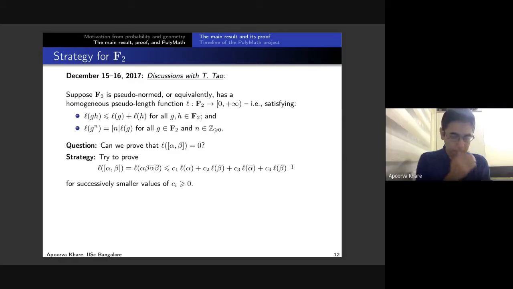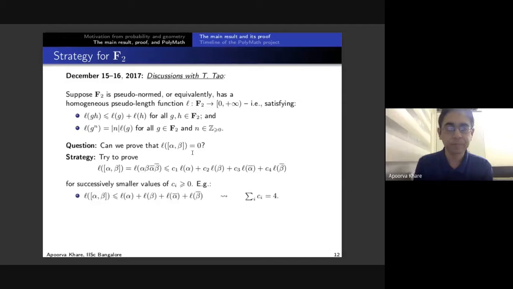And then try to see if you can improve these upper bounds, make them smaller and smaller until all of them go down to zero. If that happens, then you're done, right? Because then the length of alpha beta is less than or equal to every positive real number, and so it's zero.